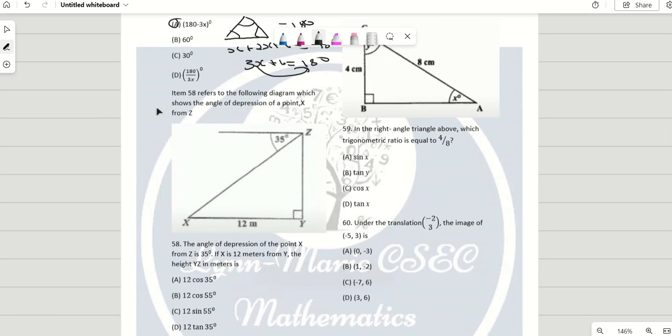Item 58 refers to the following diagram, which shows the angle of depression of point X from Z. When we look at this, guys, we can see that there's a Z angle right here, so therefore this angle here is also 35, right? If the angle of depression of point X from Z is 35, and X is 12 meters from Y, not 15, 12 meters, they want the height YZ.